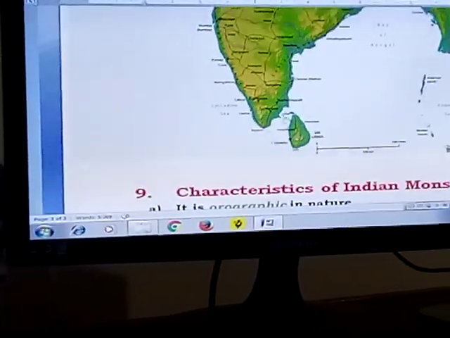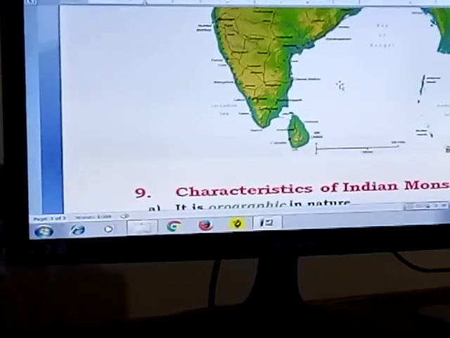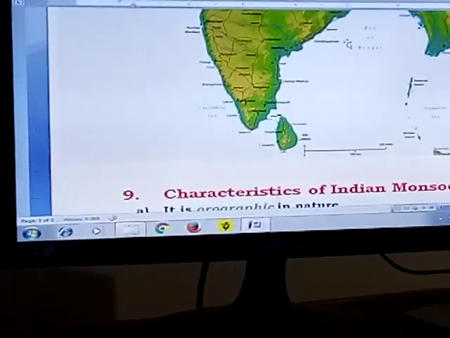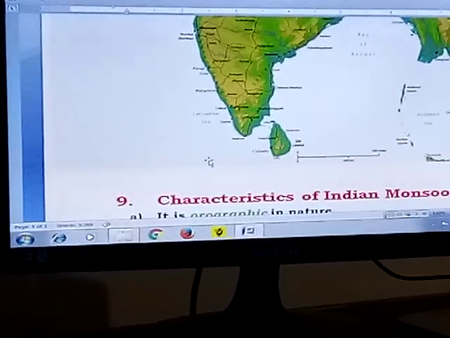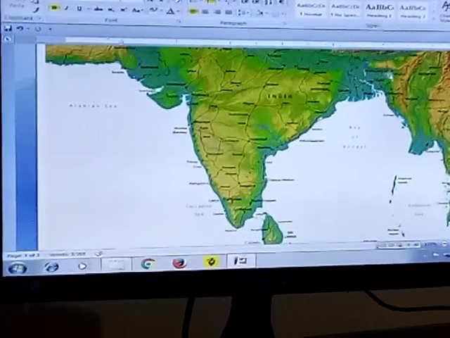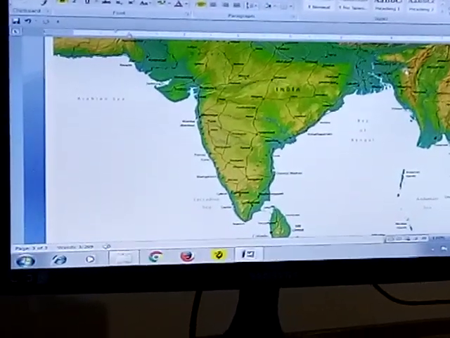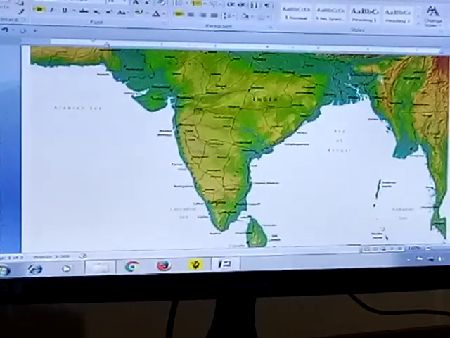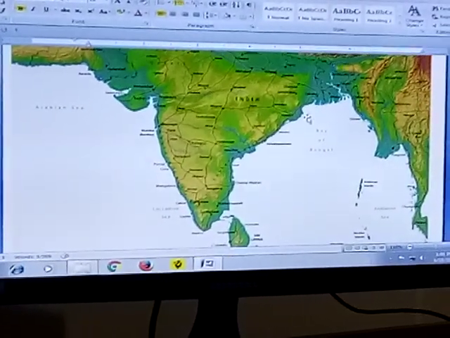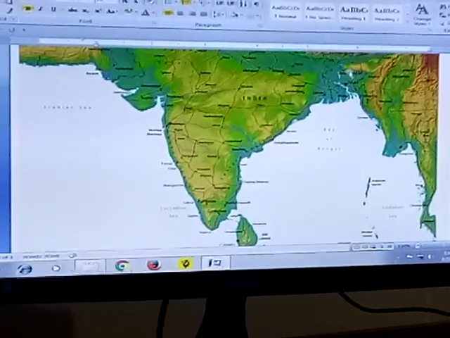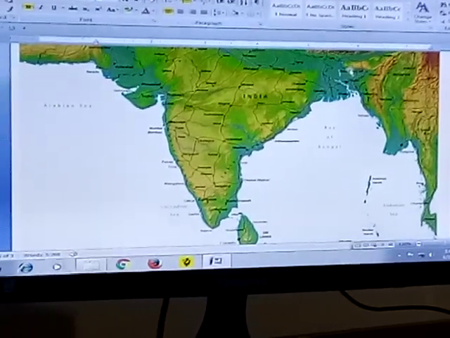On the other side, the southwest monsoon of the Bay of Bengal branch. See, some part is going and hitting this corner. Shillong, Mawsynram, Cherrapunji. Cherrapunji is around this area. So it is a heavy rainfall region, the highest rainfall of the world, you know that.